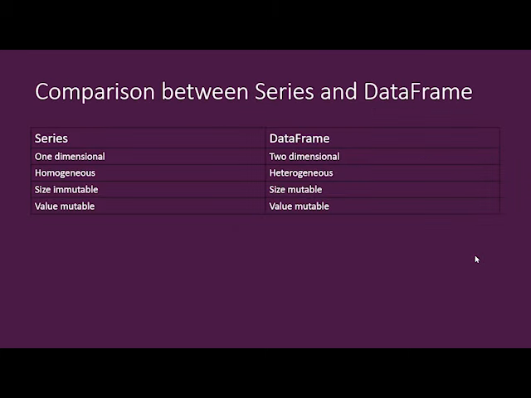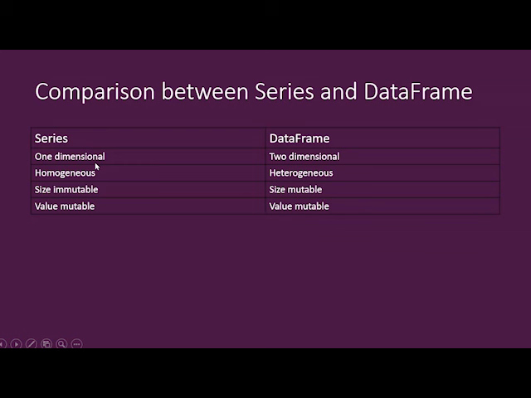Next, a comparison between series and data frame. First one, series. Series is one-dimensional, right? While data frame is two-dimensional. Series is homogeneous, only one data type. Here we can store different types of data in data frame, so it is heterogeneous. Series is size immutable. We cannot change the size of the series, but data frame is size mutable. Series is value mutable. We can change the values of the series. Data frame is also value mutable. We can change the values of the data frame.